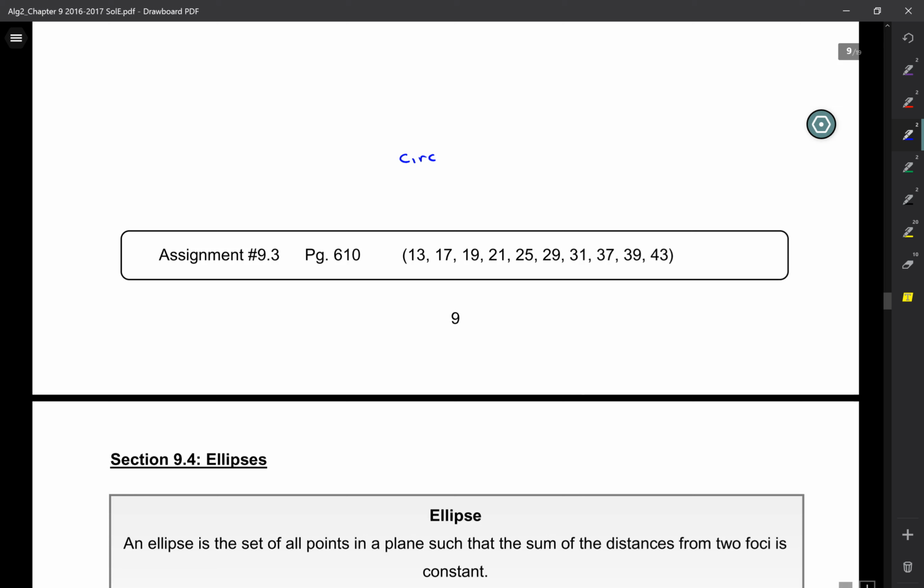What do I know about the equation of a parabola? How does an equation of a parabola look? How many of the variables are squared in the equation of a parabola? One of them, either x or y. How about in the equation of a circle? Two. So in the equation of a circle, both variables are squared.